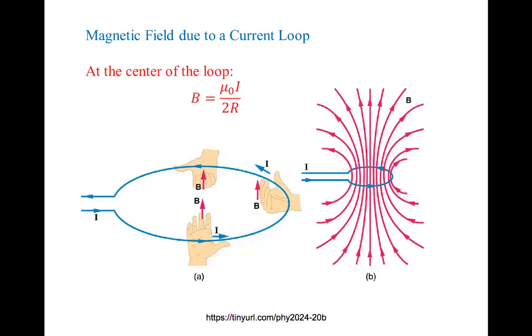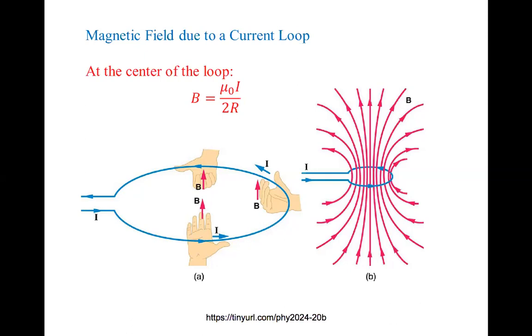Now a lot of times you may have current not in a straight wire, but in, say, a circular loop. On the left-hand figure over here, you have current inside this circular loop. Then you can use the right-hand rule. At any point, say over here, you align your thumb in the direction of current, and you can see that at the middle of the loop, the magnetic field will be going upward.